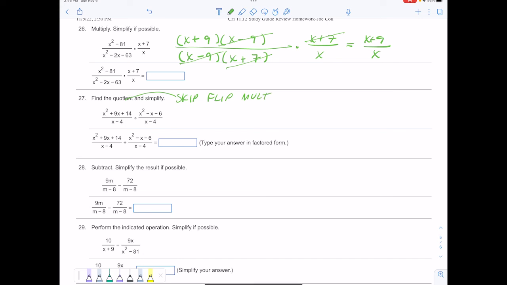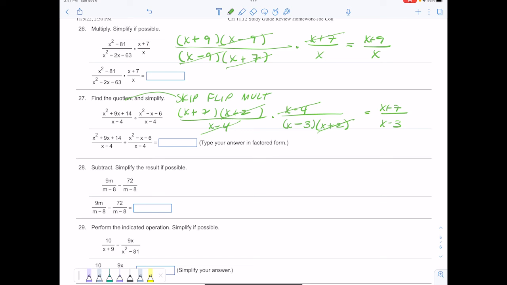So we're going to have to factor the numerator. And then we're going to flip, or find the reciprocal of, this fraction. So the x minus 4 will be in the numerator now. And then you're going to factor x squared minus x minus 6. And then now I'm going to cross cancel any of my like factors. So in the numerator, I'm left with x plus 7, and in the denominator, I'm left with x minus 3.